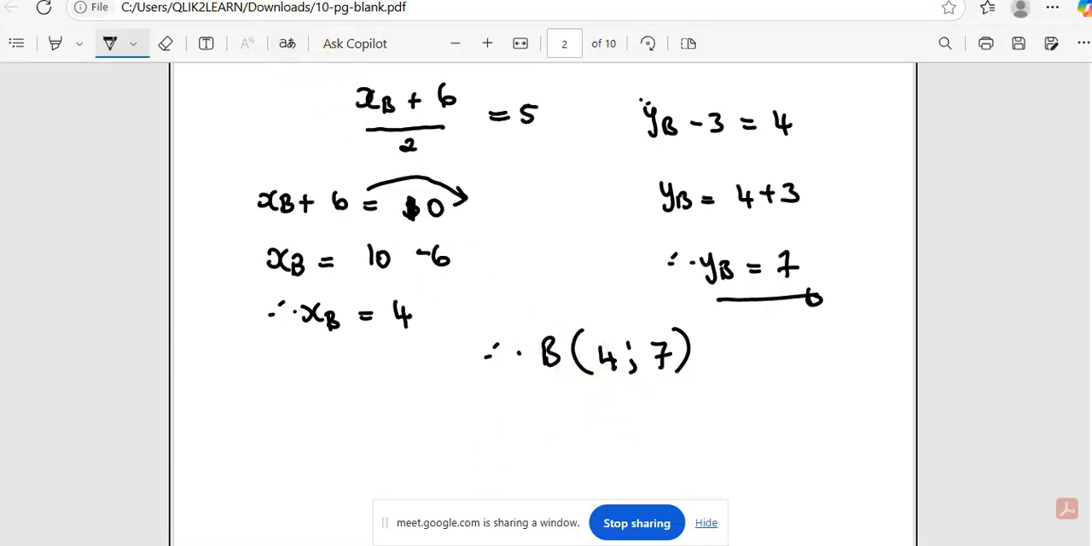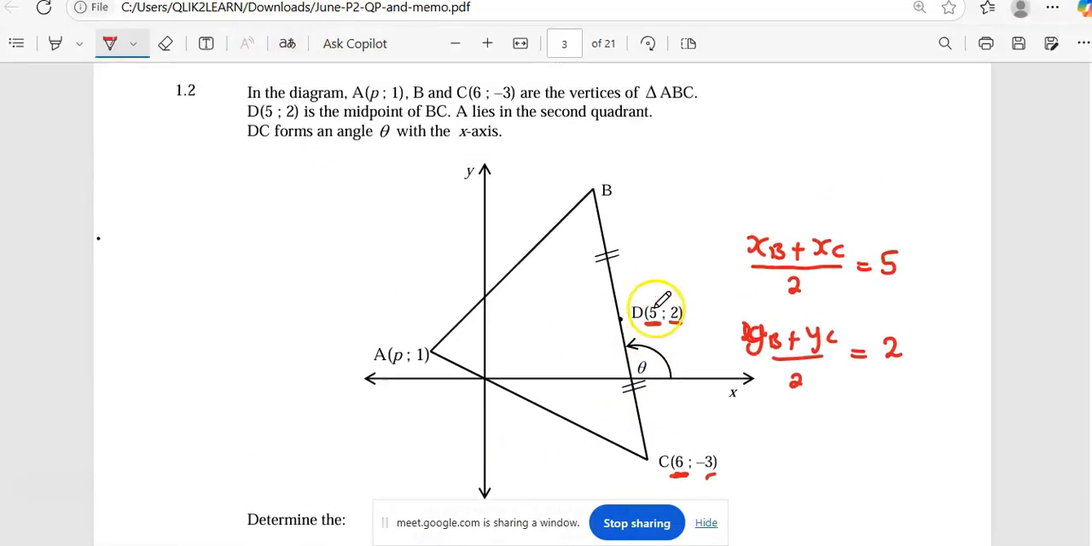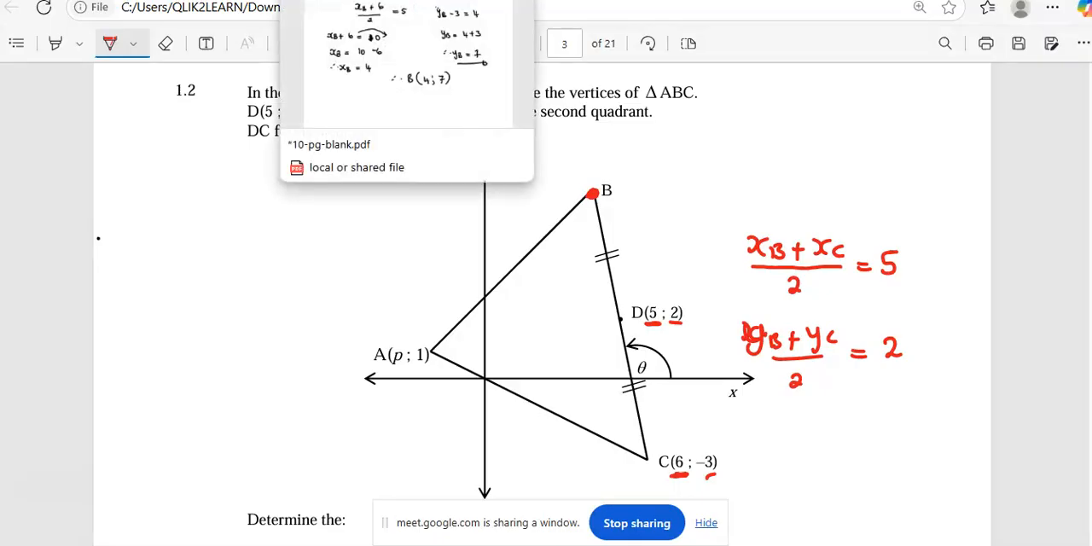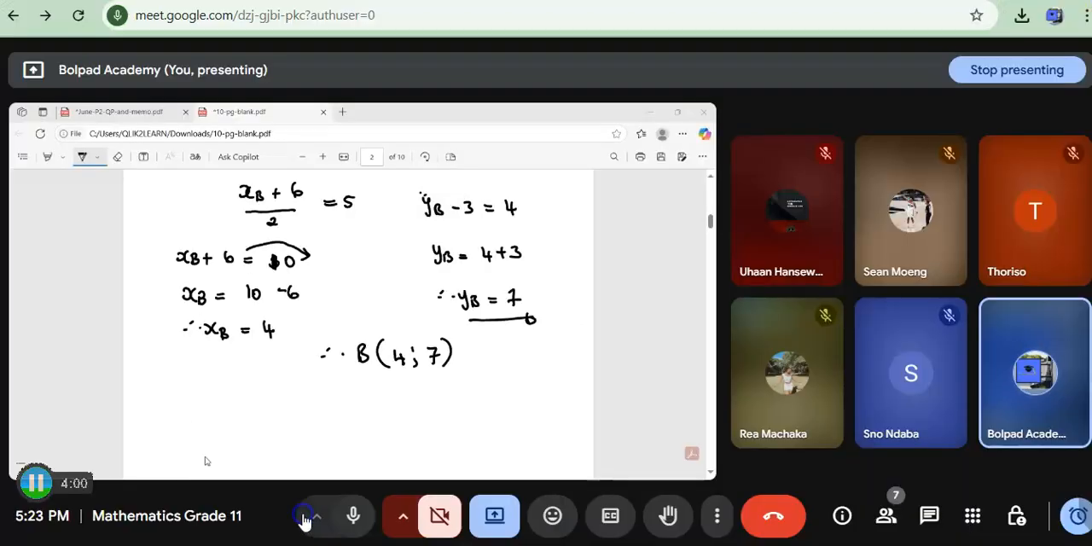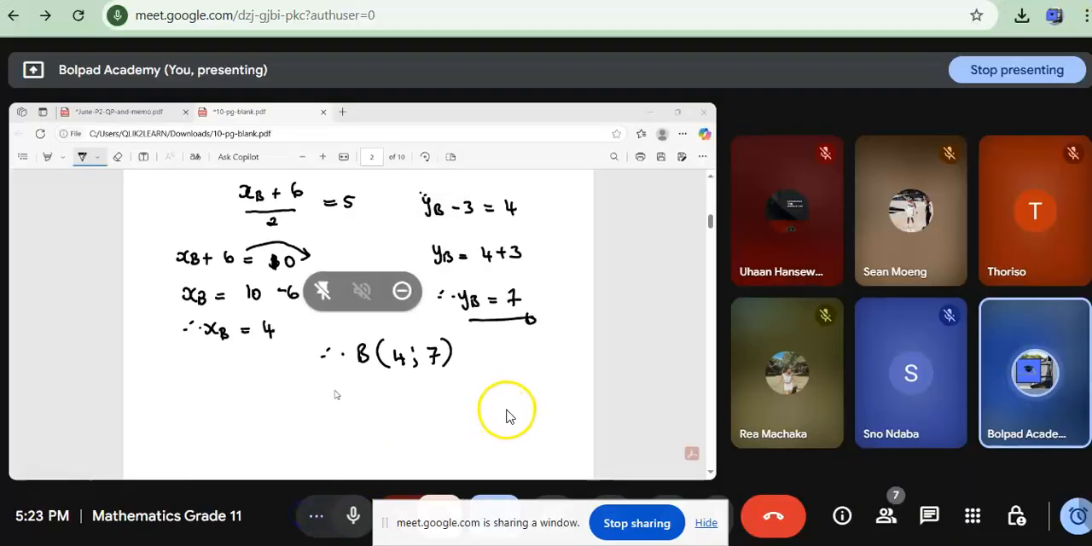Which is true, guys. Can you all see that B is in quadrant 1? So both of the coordinates should be positive. This is how you find the value of B. So now, before we move to the next question, I need to check, guys. Do you have any question based on this one? Do you understand what we did on this question?